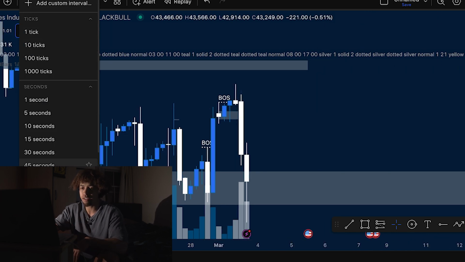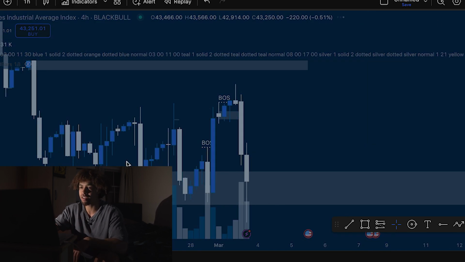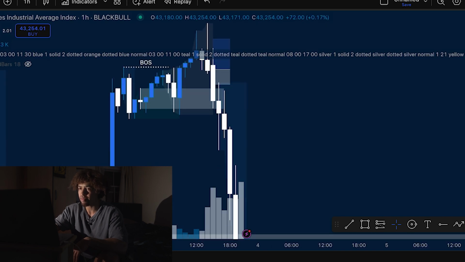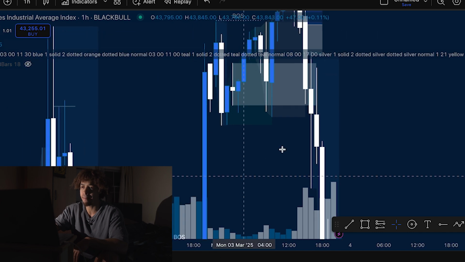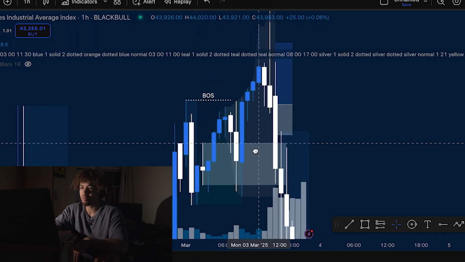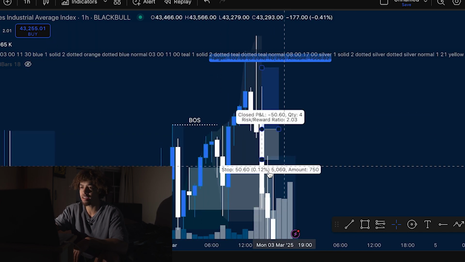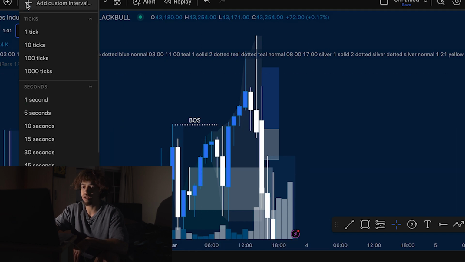If we drop to the hourly, let's look at areas of interest, POIs. This is kind of what I saw. Internally, price was quite bullish pre US Open, with a break of structure to the upside here. Let me just go straight into it now.